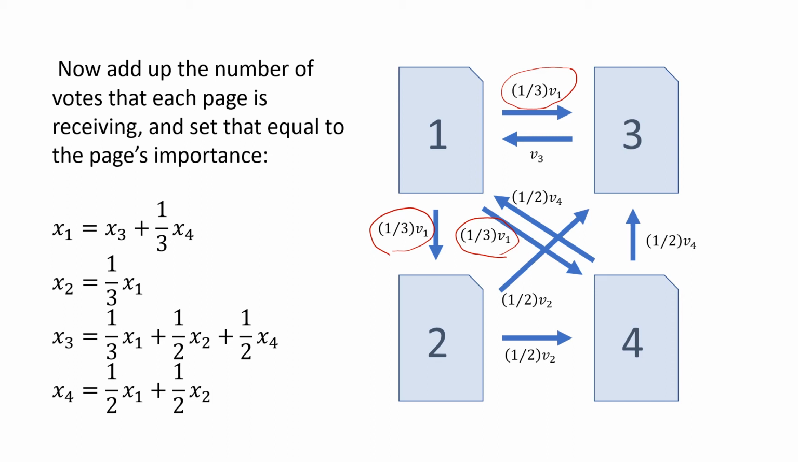So now, instead of looking at what it's giving out, look at what each page is taking in. So you look at all the arrows pointing to x1. What do you have? You have all of the value of x3's vote plus 1/3 of x4's vote. So that is the importance of x1. Page x2, there's only one thing pointing to it, so it's going to get 1/3 of the value of x1. And you keep going down here, and all of a sudden look at what you have. You have a system of linear equations. And this we can solve.